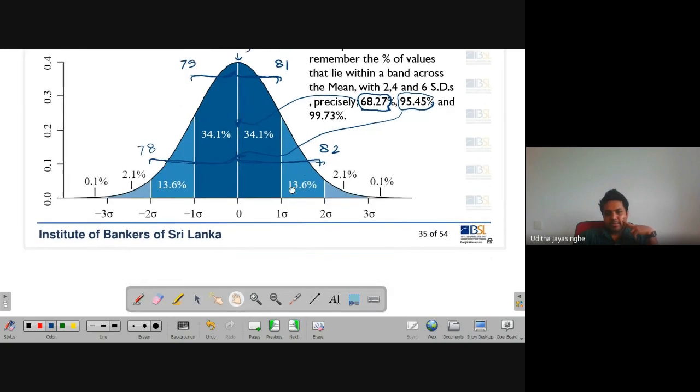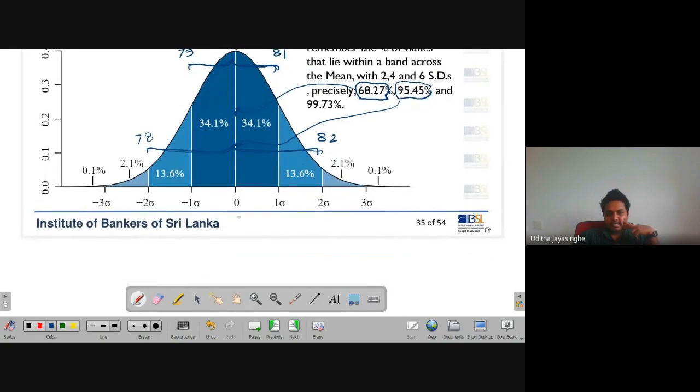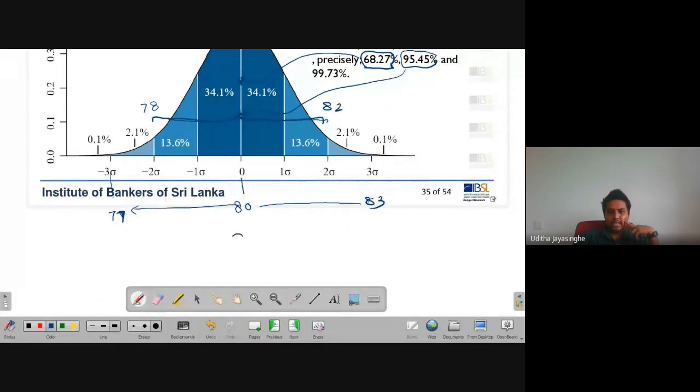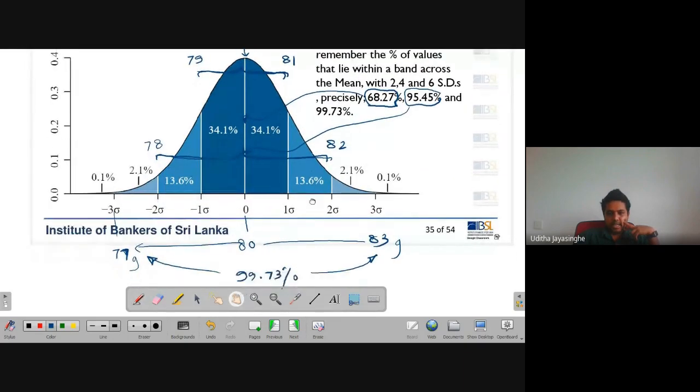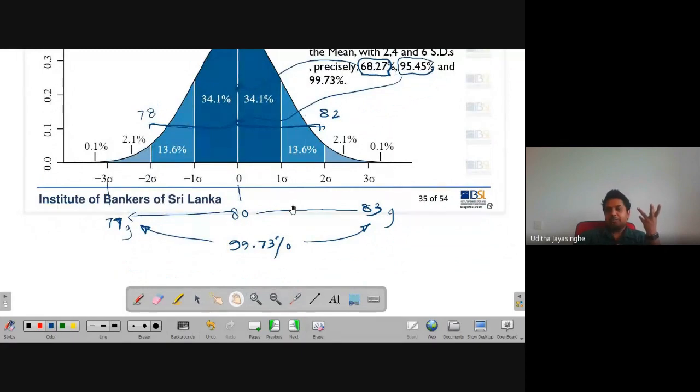And lastly, let me discuss this point. This is 80 and this is 83. This is going to be 77. Now this is where you can comfortably see that 99.73% of our production is going to be in between this range of 77 grams to 83 grams. And what about this 100% number? Aren't you curious? After how many standard deviations can you see 100?